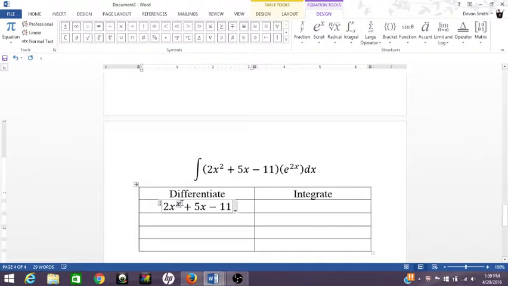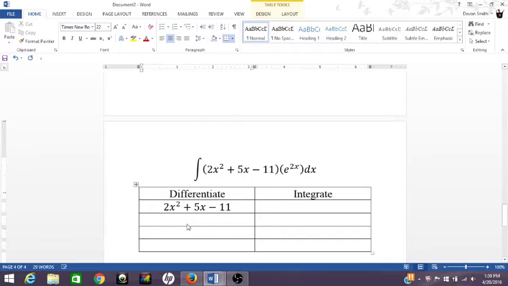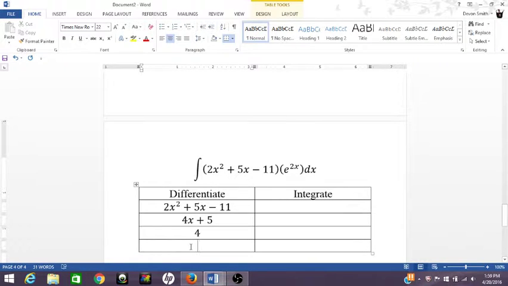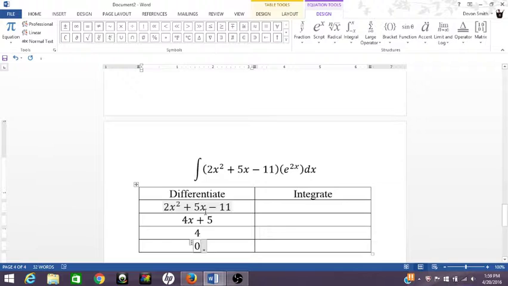2x squared, not 2x to the x. Then you just go ahead and go down the line, take the derivative. 4x plus 5, 4. Of course, derivative of any constant is just 0. And once you hit 0 in your left-hand column, you can just go ahead and stop, because derivative of 0 is 0. There's really no point going on with an endless string of zeros. You're going to be here forever.